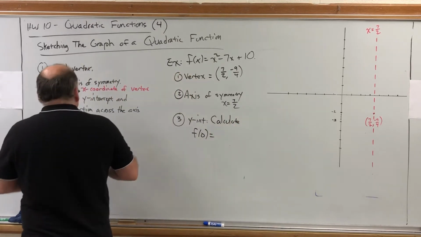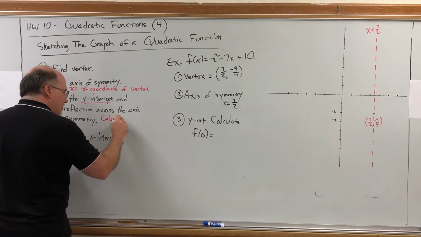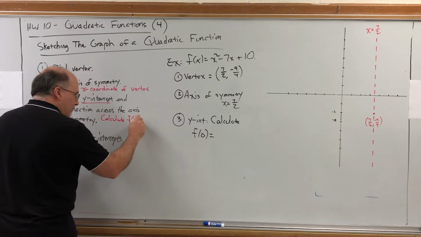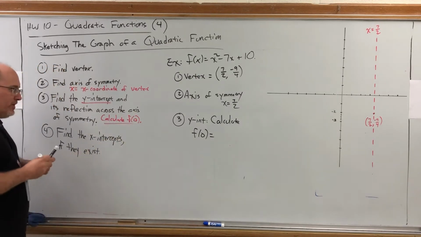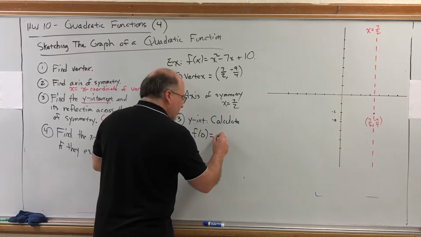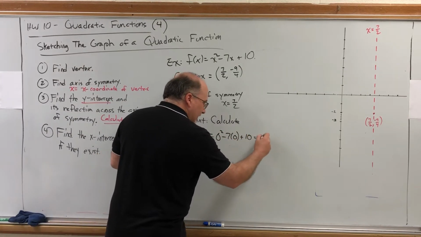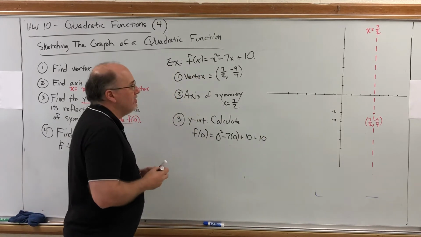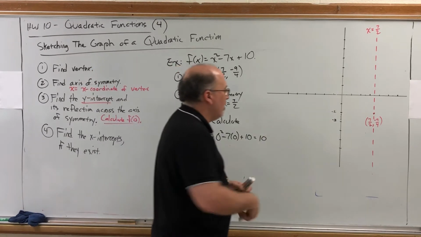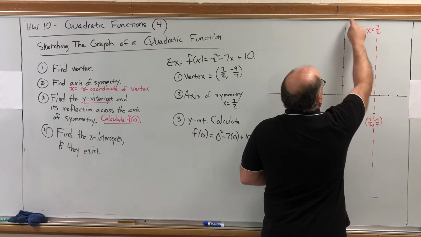Let's write that over here. For the y-intercept, you calculate f of 0. Always, always, always. Well, putting 0 into this function is pretty easy. 0 squared minus 7 times 0 plus 10. Everything disappears except the 10. And of course, I don't have room up top to put 10. 1, 2, 3, 4, 5, 6, 7, 8, 9, 10.